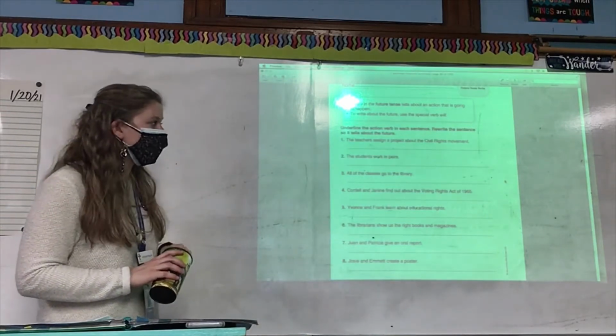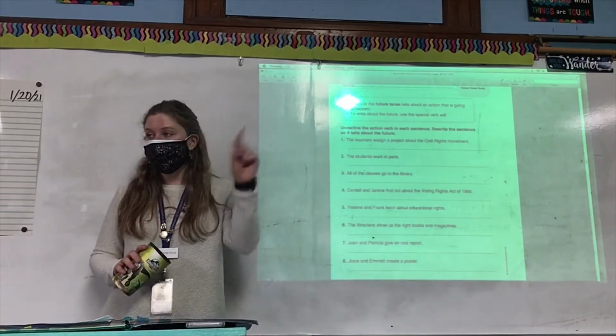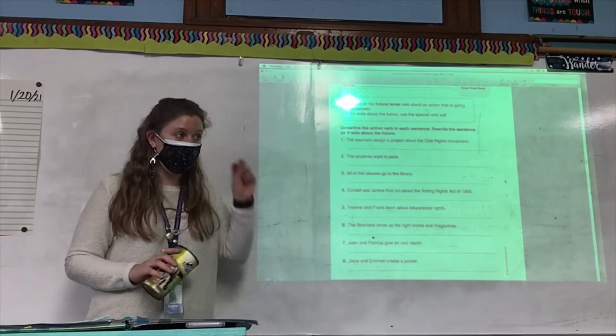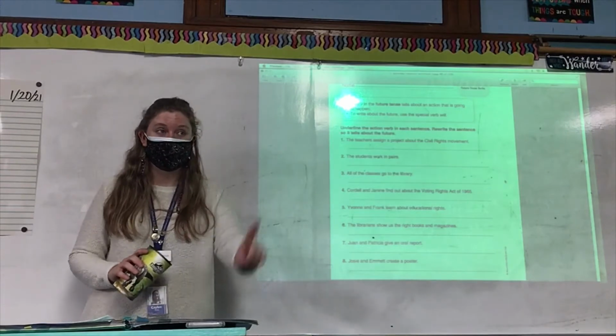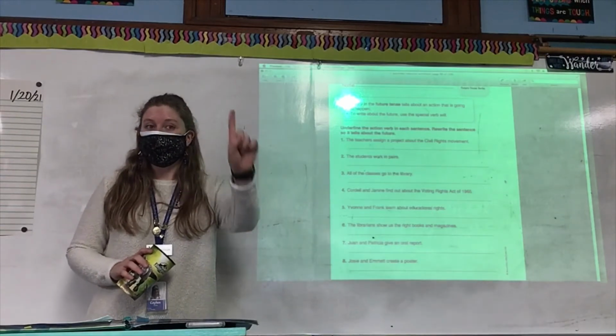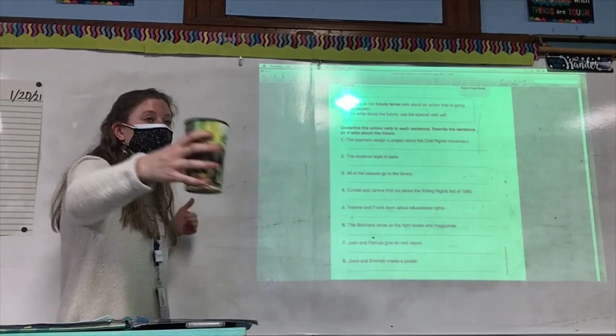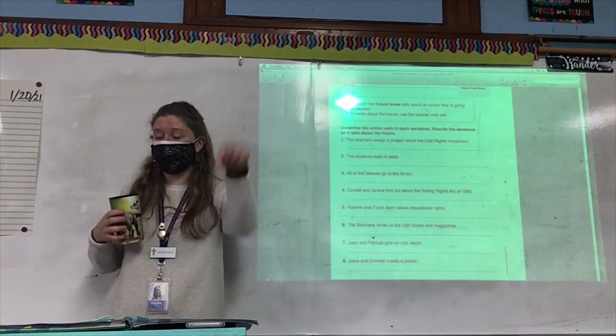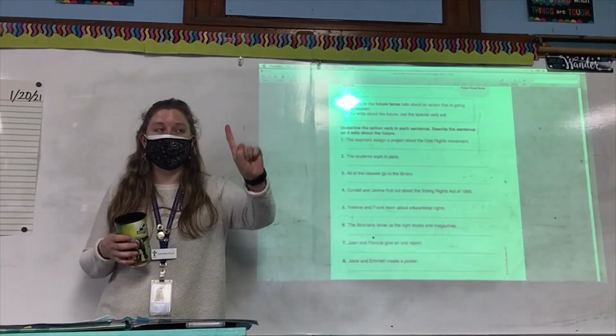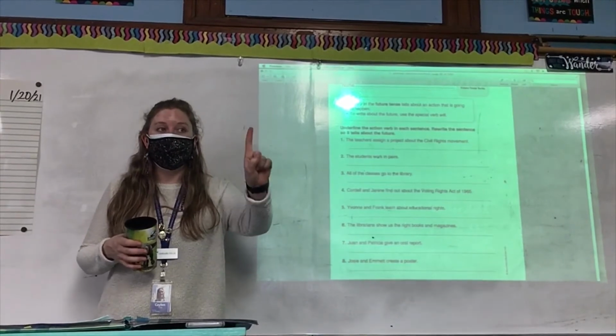So let's do number 1. Remember step 1, tell me the verb. What is the word that tells the action in the sentence? The one word that tells the action. We're not finding a complete predicate, so we're not finding every word that tells us what's happening. We're finding the one word.